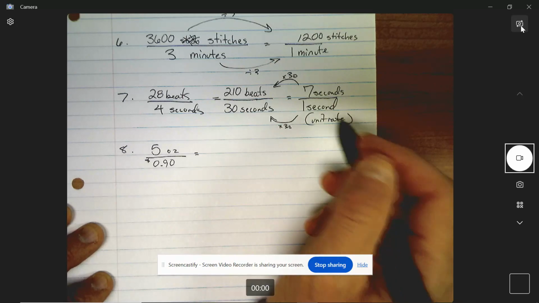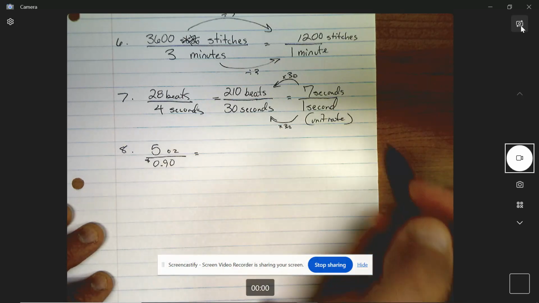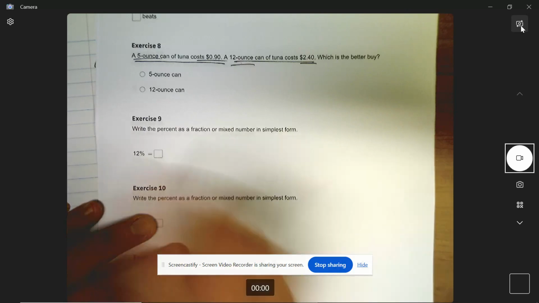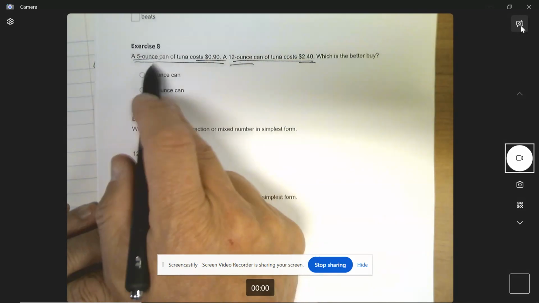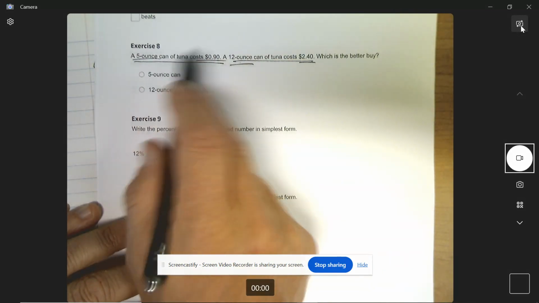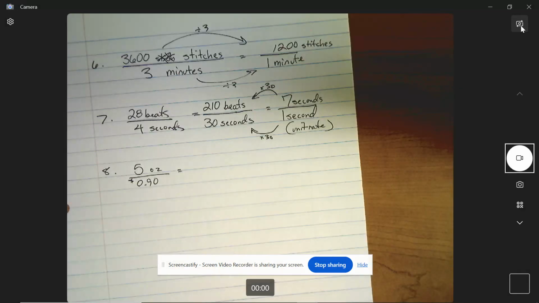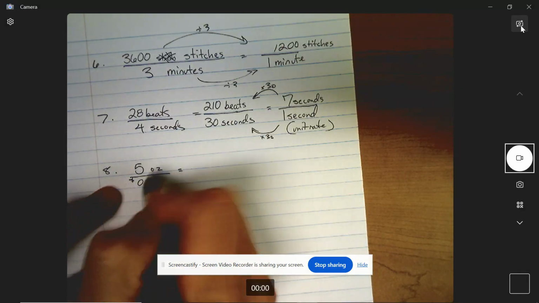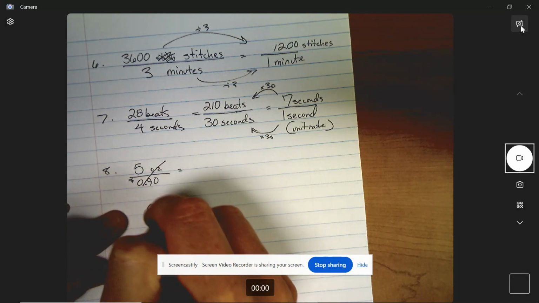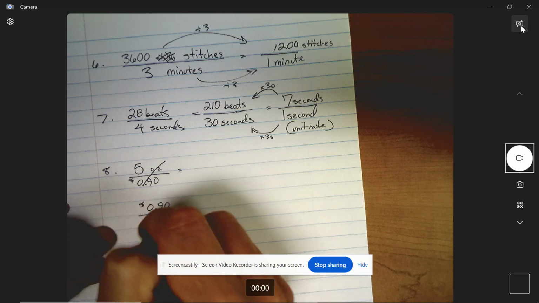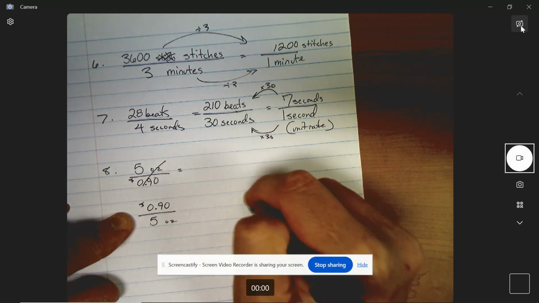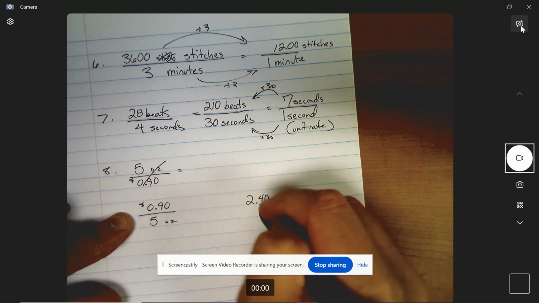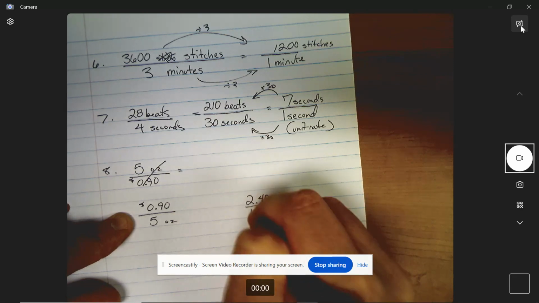Wait, Mr. Miller. Look what I did. Well, so this is what I did. I saw the ounces first and then the cents. I'm going to actually switch that around and put the dollars on top. So instead of 5 ounces, I'm going to say 90 cents for 5 ounces. And then I'm going to say $2.40 for 12 ounces.